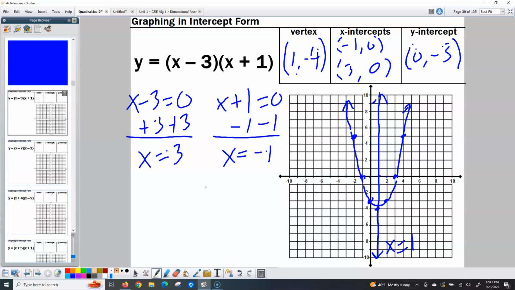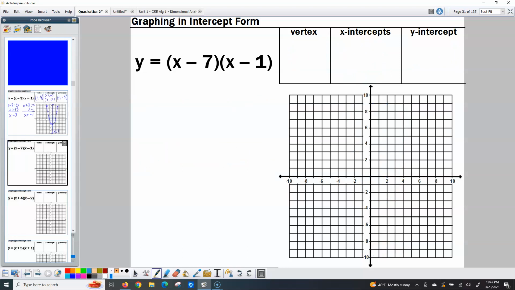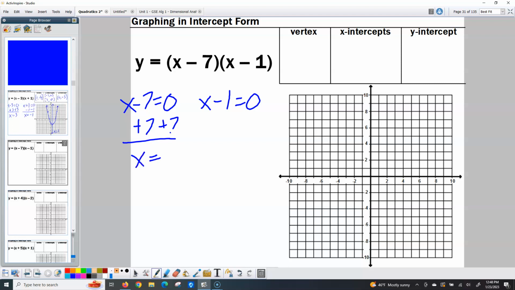Let's look at another one. I've got x minus 7 times x minus 1. I'm going to say x minus 7 equals 0, or x minus 1 equals 0. Add 7 to both sides. That would give me x equals 7. I'm going to add 1 to both sides. That would give me x equals 1. And those are going to be my zeros.